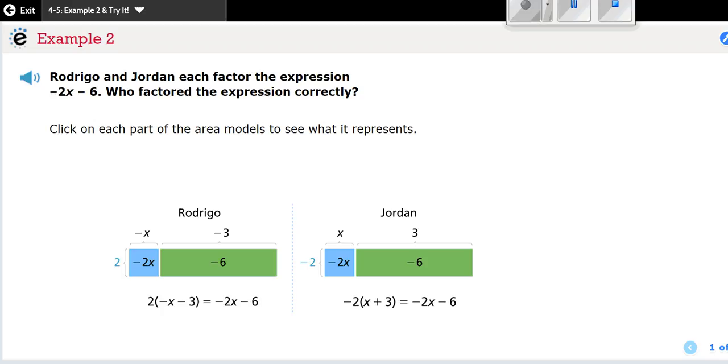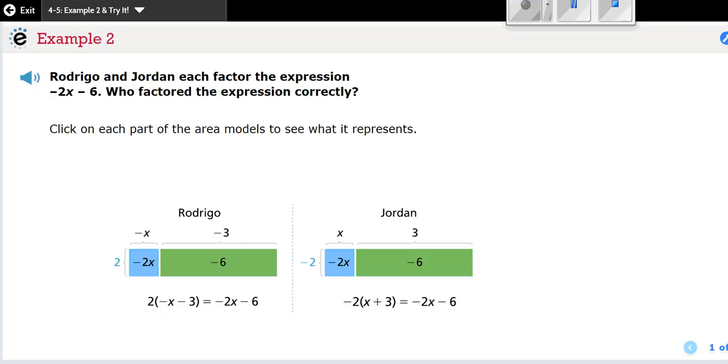All right, we're in topic 4-5 looking at example 2. In example 1, they walked you through the process of factoring expressions, looking for common factors within the different terms, and then factoring them out to get an expression that looks like a multiplication problem with an expression inside parentheses.